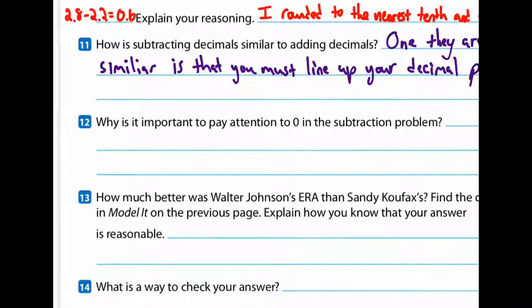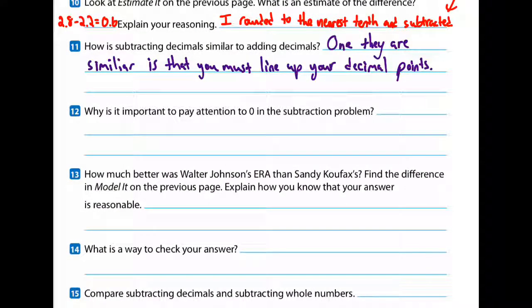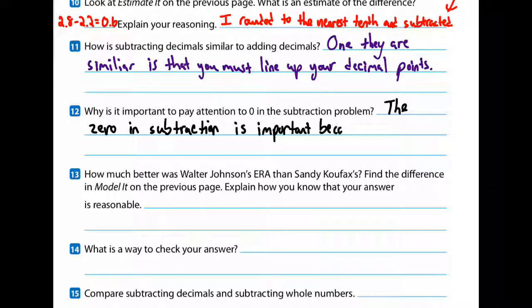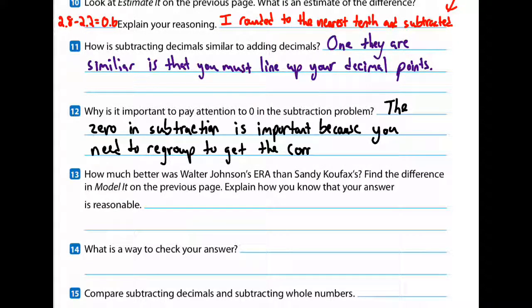So I'm going to explain that here in my own words. I'm going to say the 0 in subtraction is important because you need to regroup to get the correct answer. Now, correct, let me finish that.